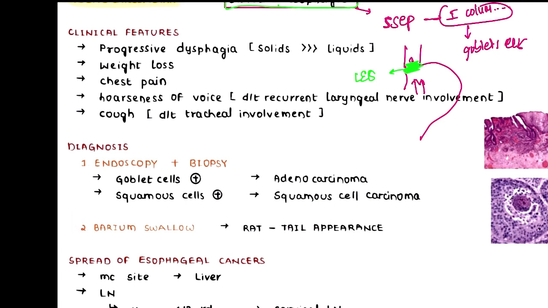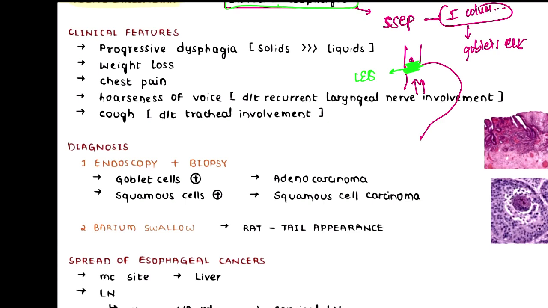On radiological examination, we will tell the patient to swallow barium. While swallowing that barium, we will find a rat tail appearance. Now, why this rat tail appearance? Now we know that in the case of malignancy, in the case of what?